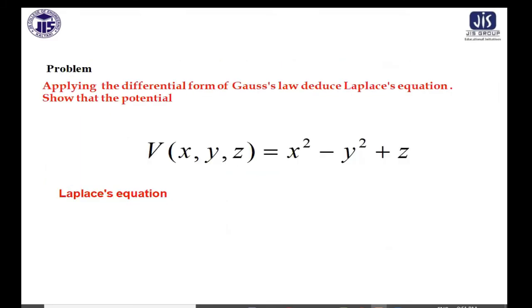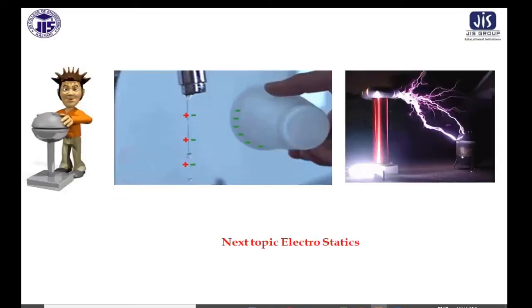Now this is a very popular and simple example. I think I have to do it for you. Even without doing it, I can tell you we have to take del square V. Del square means double derivative: the double derivative of x square will give you 2, and the double derivative of y square will also give you 2, and the third one is going to give you 0. So how much will the answer be? The answer will be 0, so it is satisfying Laplace's equation.